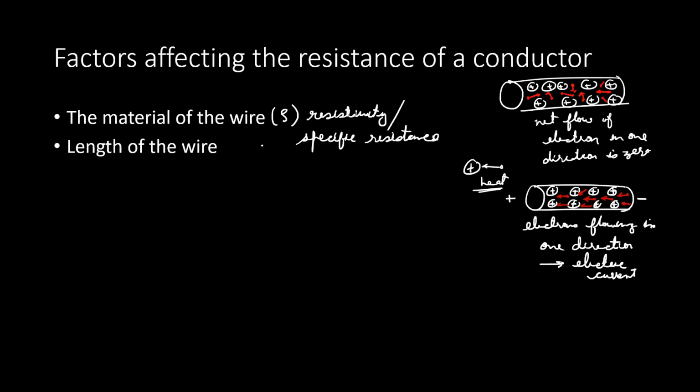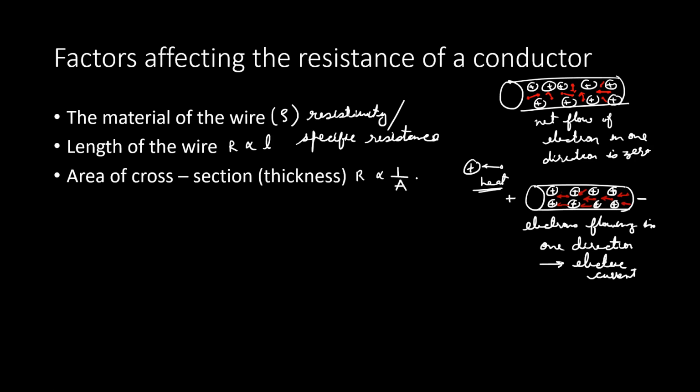Okay. What else? Length of the wire. Resistance is proportional to length. That means if you take a longer wire, there will be more collisions between the electrons and the atoms, so the resistance will be more. Area of cross section. Resistance is inversely proportional to the area of cross section. That means a thicker wire will offer less resistance and a thinner wire will offer more resistance. Another factor is temperature. Resistance increases with increase in temperature. If the wire gets heated, the atoms tend to vibrate more, and therefore the chances of electrons colliding increase, and therefore the resistance increases.